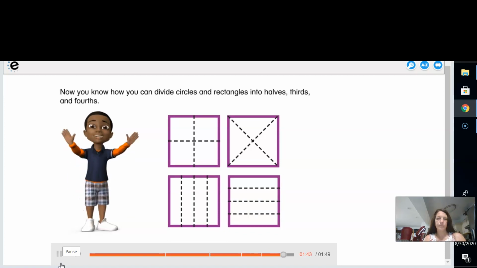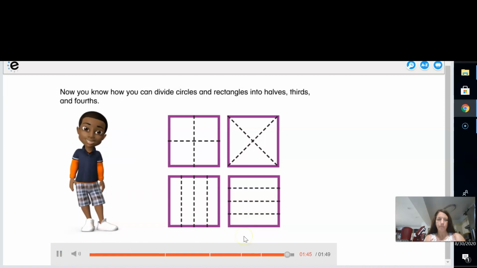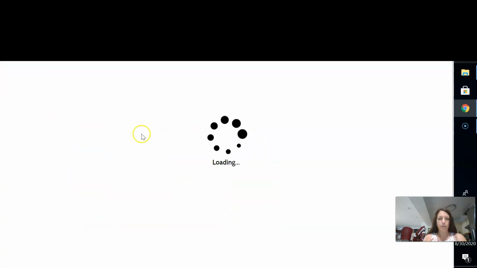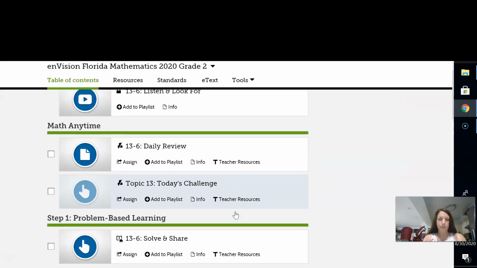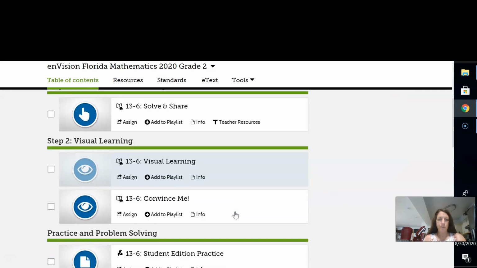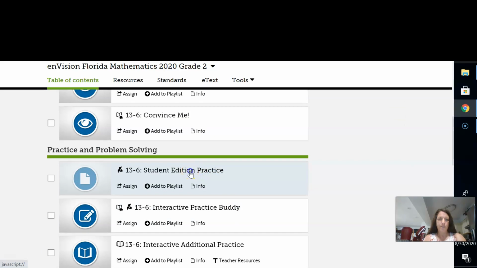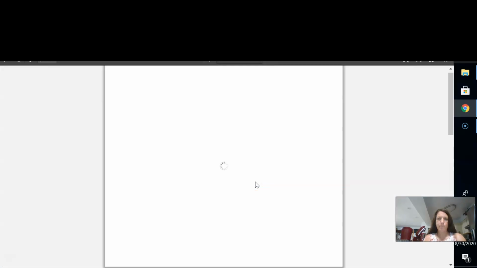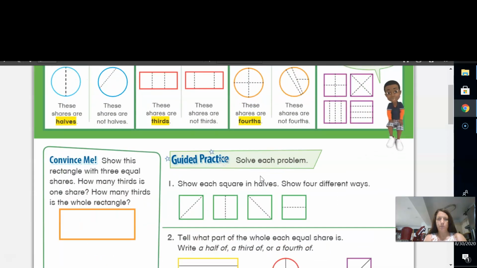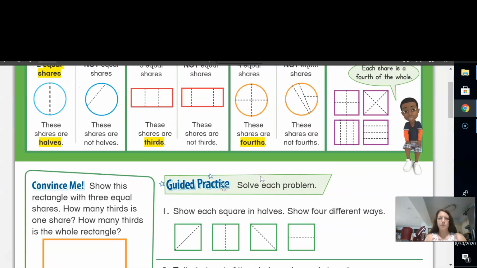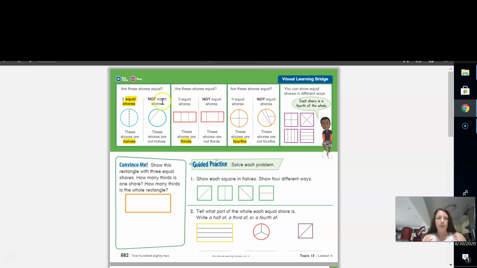Now you know how you can divide circles and rectangles into halves, thirds, and fourths. All right, so we're going to go to your pages for the day. So you all have these in your red math folder. Whoops, let me shrink that back down a little bit. So I want you to get that out, get it ready.